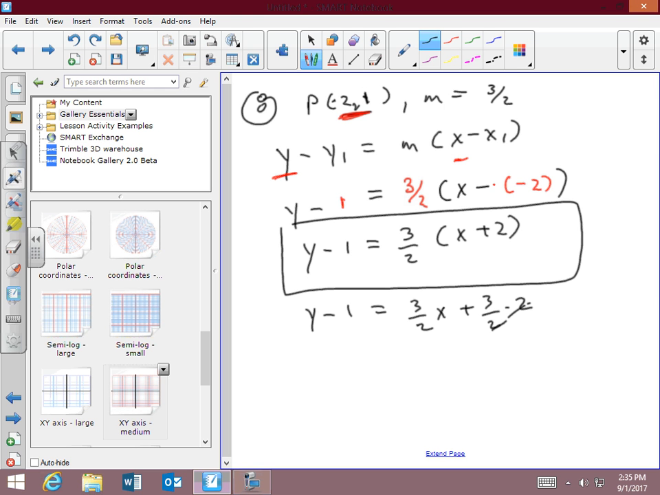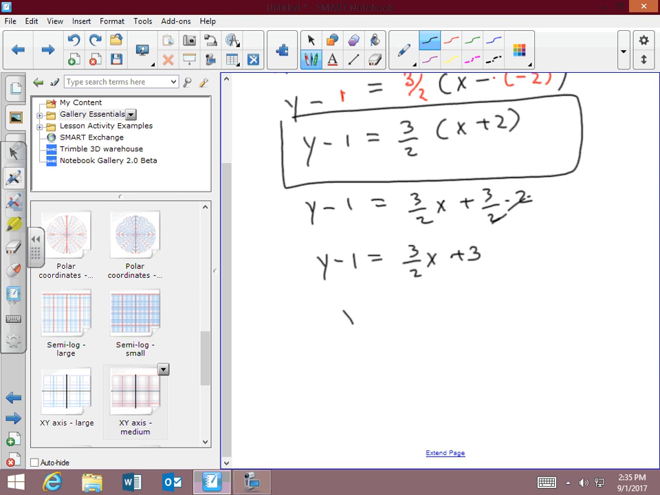This will cancel. And then you'll have y minus 1 equals 3 halves x plus 3. So y is going to equal 3 halves x plus 4. That'd be a preferable way to be able to get the problem.